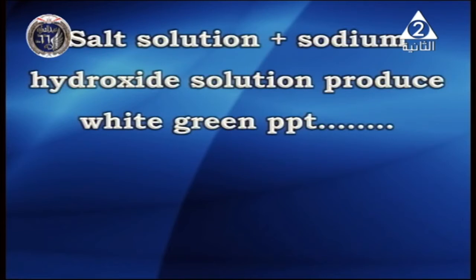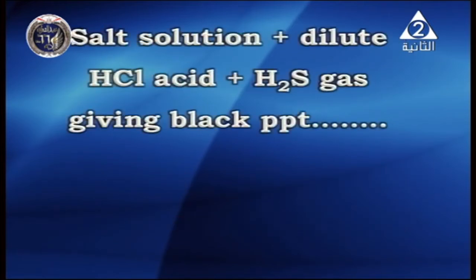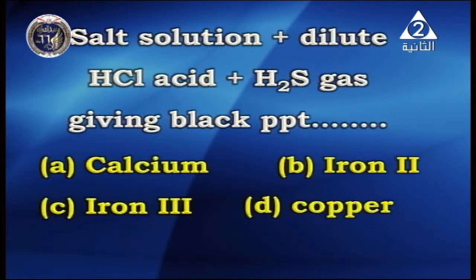Next one, salt solution plus sodium hydroxide solution produce white green precipitate of what? Is it iron 2, aluminum, calcium, iron 3? If you think about it, yes, it will be iron 2. Next one, salt solution plus dilute hydrochloric acid and hydrogen sulfide gas giving black precipitate of what? Is it calcium, iron 2, iron 3, copper? Yes, it will be copper.